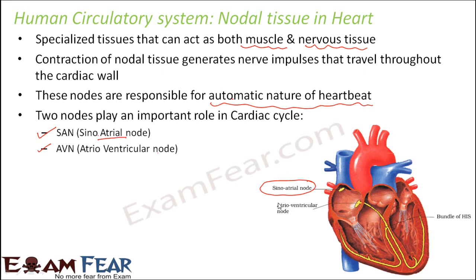And the other one is the atrioventricular node. Where is it located? It is located on the wall between the auricle and ventricle. The wall which is separating auricle and ventricle, it is located on that wall. So this is the atrioventricular node. These two nodes play an important role in the cardiac cycle. Now we will see who generates the impulse first, how the impulse gets conducted to other parts of the heart, and how exactly this process happens.